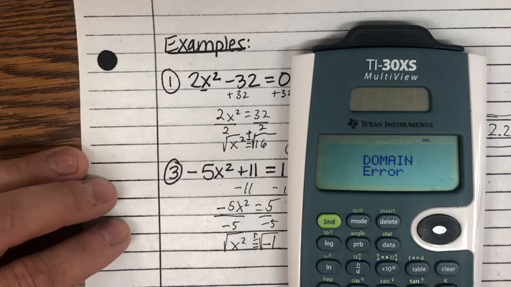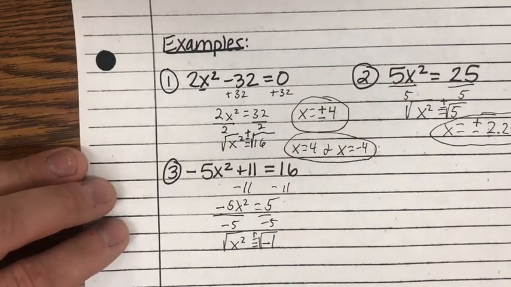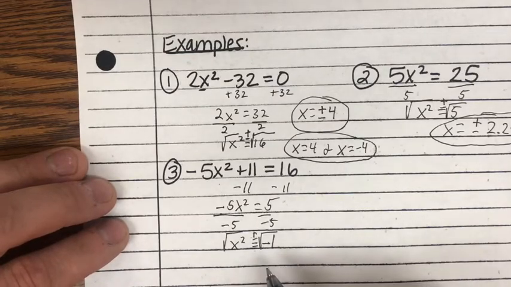I swear I typed it in right. Let's try that one more time. Square root of negative 1. It's definitely correct. Error. Why is that? Well, we're looking for a number times itself that's equal to negative 1.